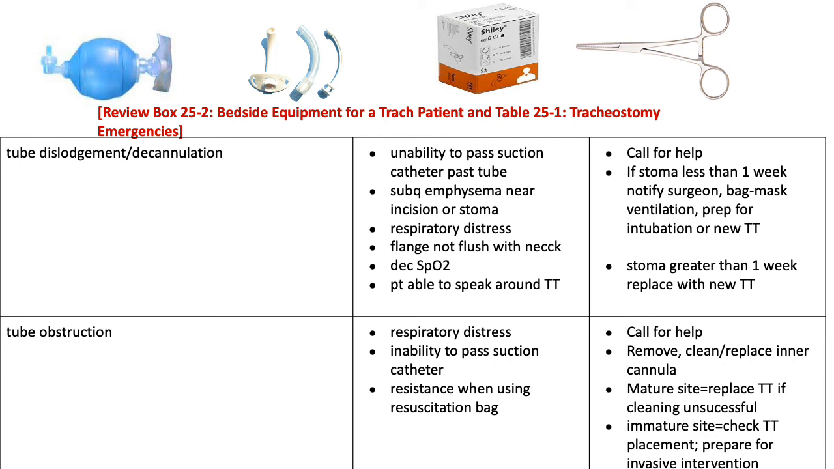In some cases, if you can't get the tracheostomy tube back in place, you can take the suction catheter, which is going to be smaller, insert the suction catheter through the stoma, and then try to insert the actual tracheostomy tube over the suction catheter. It can serve as sort of a guide for you.